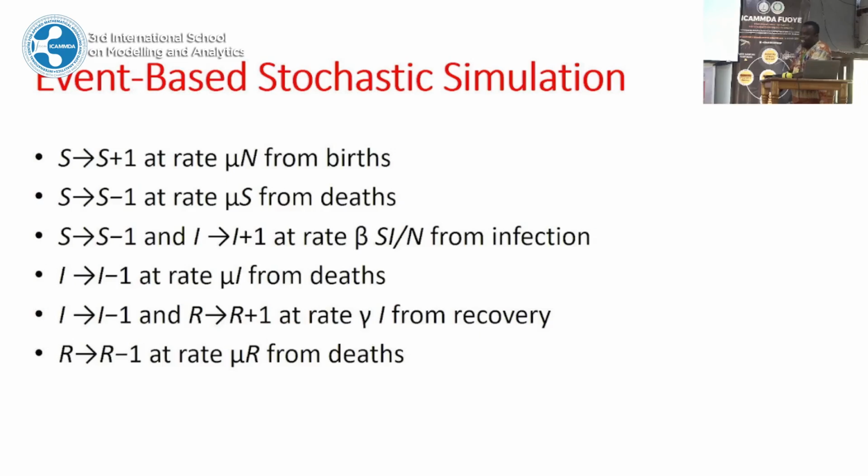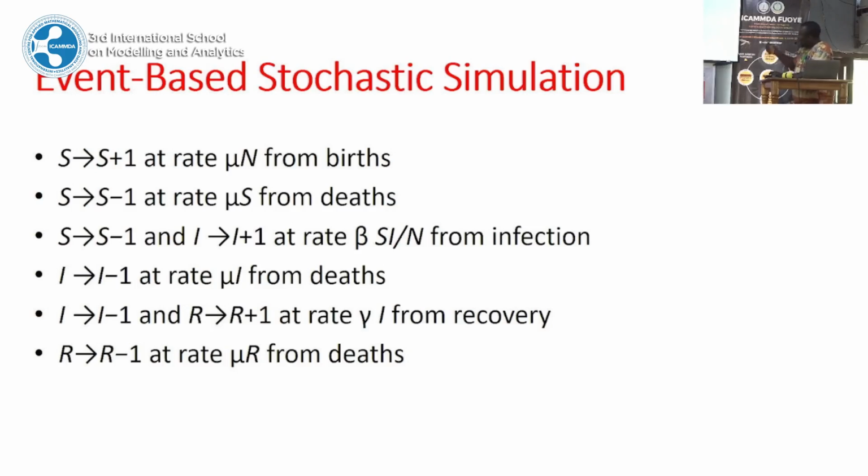Mu I is death. So from the I class, people die. That's an outflow, so you have I minus 1. The fifth event is I equals I minus 1, and then R equals R plus 1.